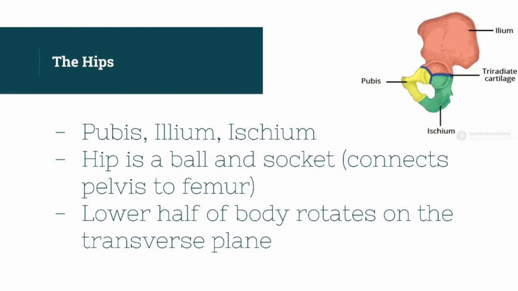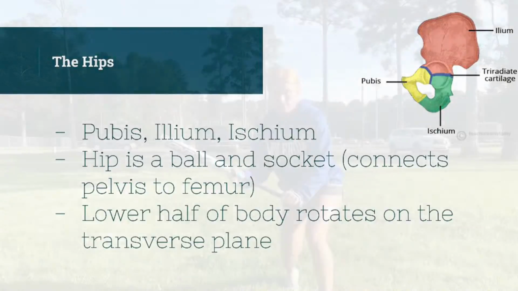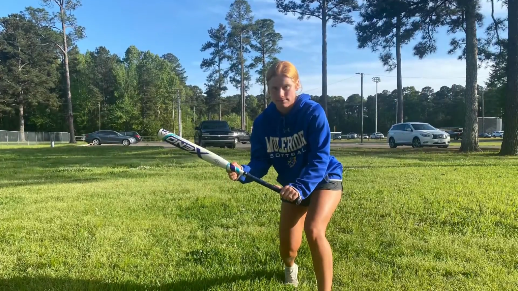The main parts of the hips consist of the pubis, ilium, and the ischium. The hips have ball and socket joints that connect the pelvis to the femur bone. This allows for the lower half of the body to rotate on the transverse plane. The hips are also going to end up facing the pitcher at the end of the bunting motion.